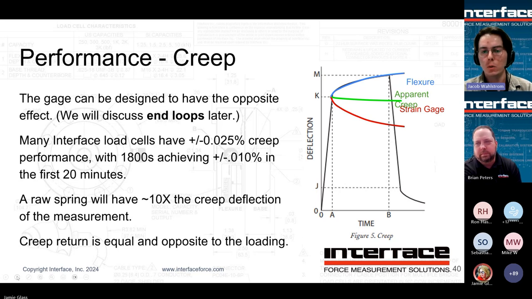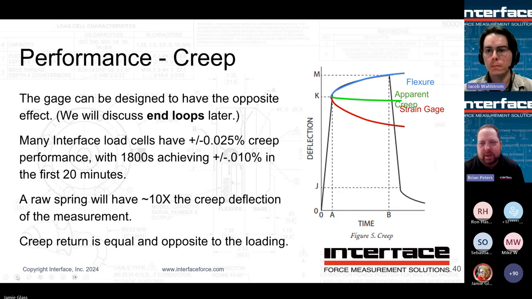So our 1100, 1200, and 1000 series have a creep of 0.025%, while 1800s get down to 0.01%, and that's in the first 20 minutes. And creep does decay exponentially. So in the first couple seconds, you're going to see the most drift, and then over 20 minutes you'll see a little bit more, and then the next 24 hours is equivalent to the amount of creep that you see in the first 20 minutes. So unless you only wait more than 20 minutes to get a reading, you definitely want a creep compensated load cell.